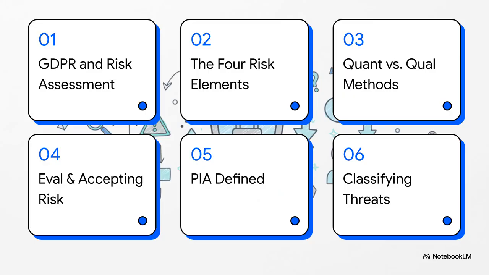So here's our game plan for today. We'll kick things off with the legal side of things under the GDPR. Then, we're going to break down the 4 core elements of any risk assessment. After that, we'll explore the 2 main ways to measure risk. From there, we'll get into the nitty-gritty of how companies decide what to do about these risks. And we'll wrap it all up with a close look at the different kinds of privacy threats out there. By the end, you'll have a really solid roadmap for this entire process.